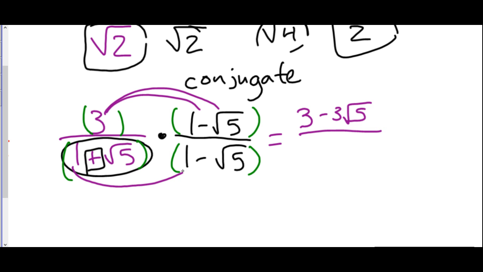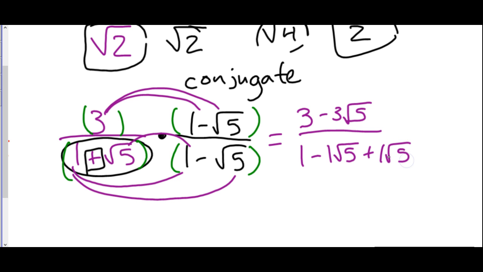Here we're going to have to FOIL. 1 times 1 is 1. 1 times negative square root 5 is minus 1 square root 5. Inner times inner. Positive square root 5 times 1 is positive 1 square root 5. And last times last, positive square root 5 times negative square root 5 is negative square root 25.